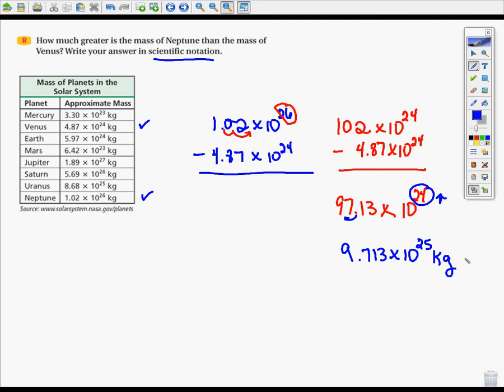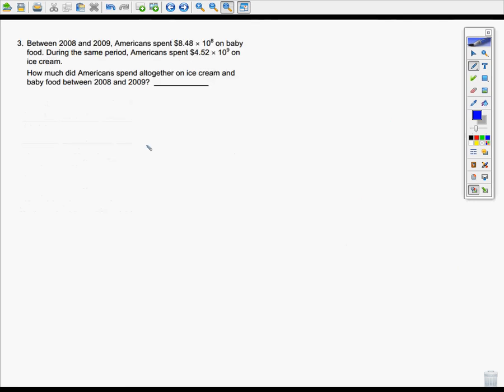Let's do a couple more of these. Between 2008 and 2009, Americans spent $8.48 times 10 to the 8th on baby food. During the same period, Americans spent 4.52 times 10 to the 9th dollars on ice cream. So we like our ice cream. How much did Americans spend altogether on ice cream and baby food?